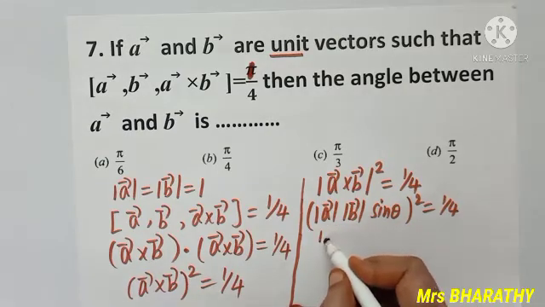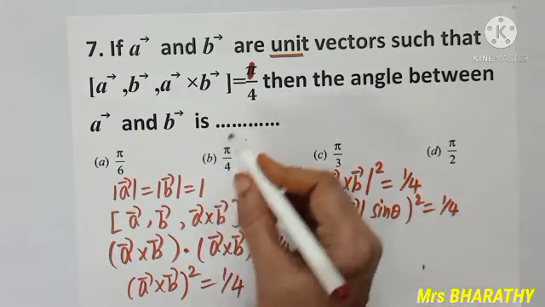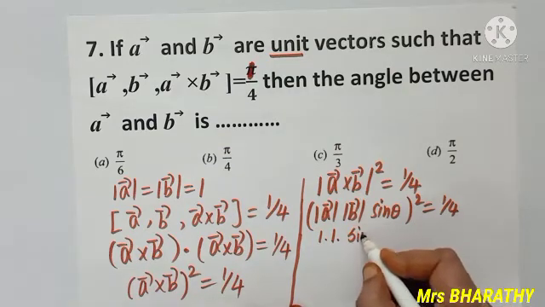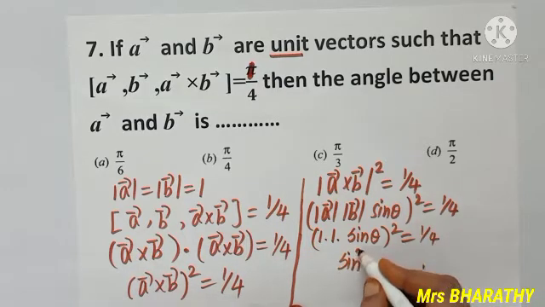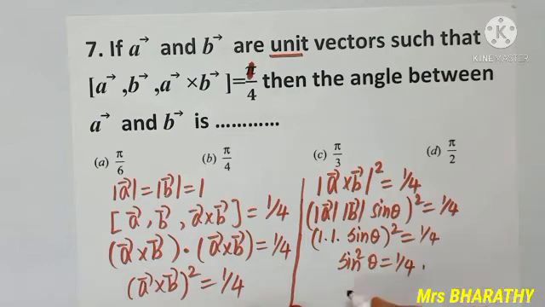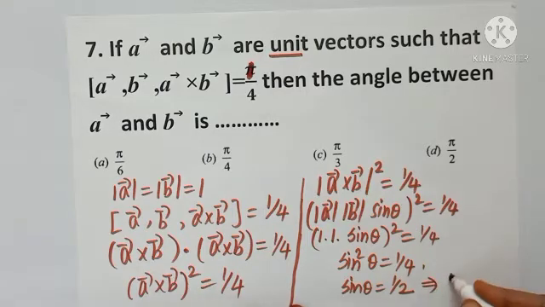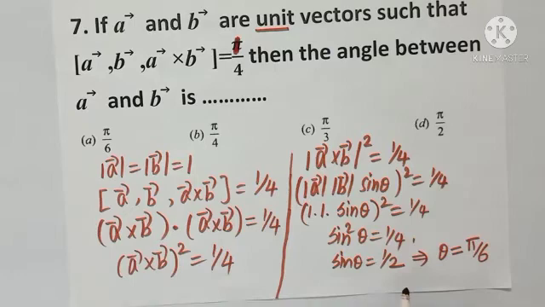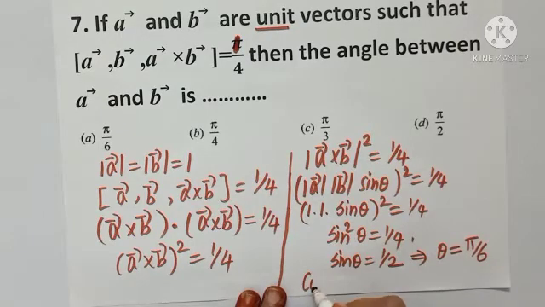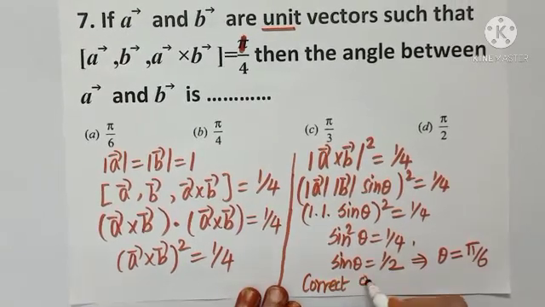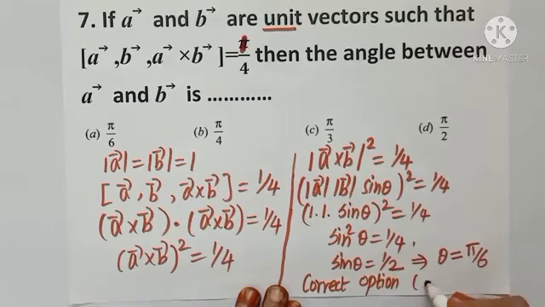Modulus of A is 1. Modulus of B is 1, being unit vectors. Sine theta, the whole square is 1 by 4, or I will say sine square theta is 1 by 4, or sine theta is 1 by 2. And this tells us theta is pi by 6. Sine theta is 1 by 2 tells me sine of which angle is 1 by 2, it is pi by 6. So out of the 4 options, the correct option is A, and that is pi by 6.